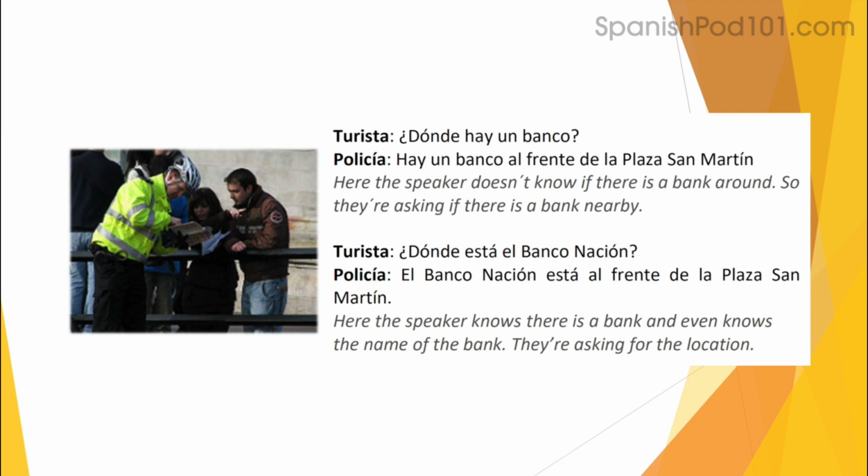So in this case, as I explained before, basically the tourist knows that there is a bank nearby. He's just unsure about the exact location of the bank. And also he's been specific about the bank he needs. And that's why he's actually even saying the name of the bank.